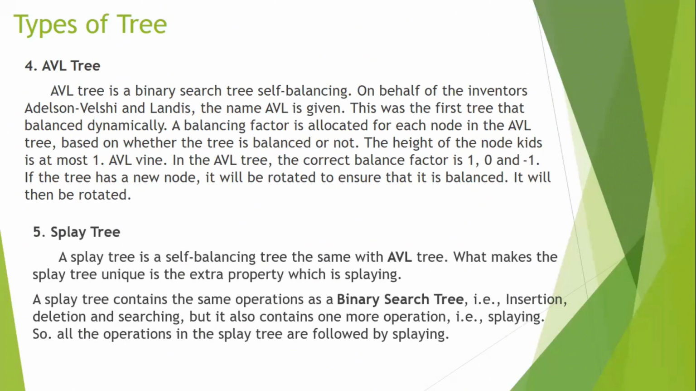So a splay tree contains the same operations as a binary search tree, through its insertion, deletion, and searching. But it also contains one or more operations. An example is the splaying. So all the operations in the splay tree are followed by splaying.